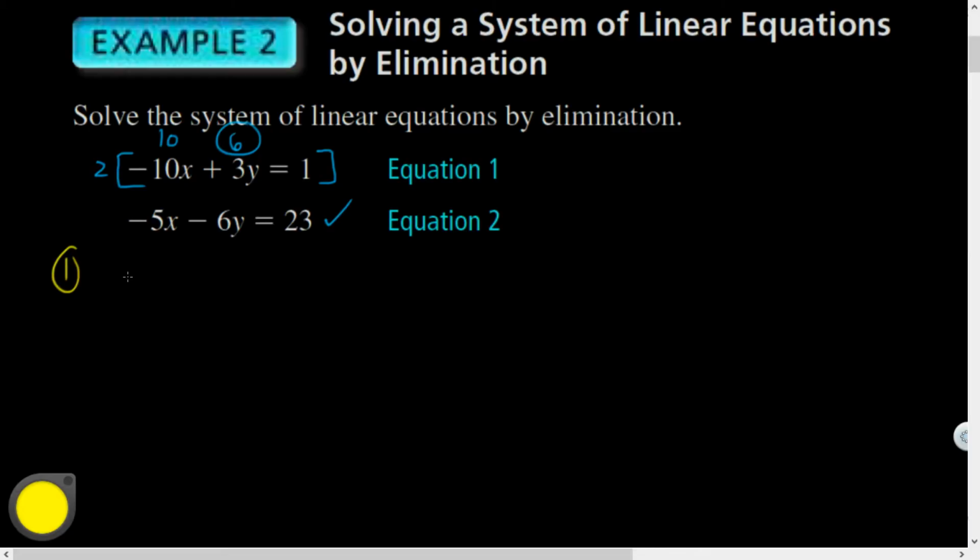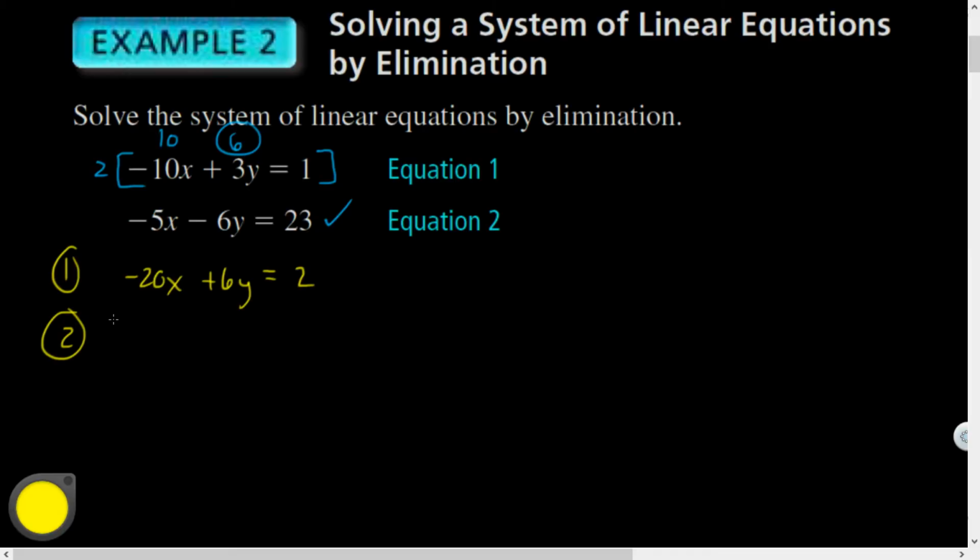2 times negative 10x is negative 20x. 2 times 3y is 6y. Equal sign, lining them up. And 2 times 1 is 2. Don't forget to multiply the other side of your equation by 2. That's a super common place for mistakes. All right, so now step 1 is done.